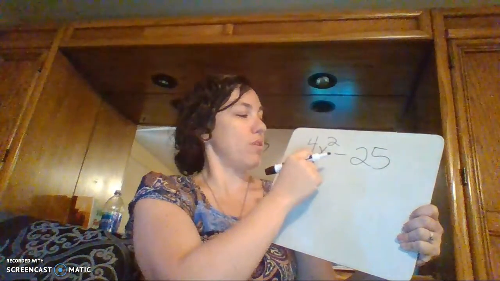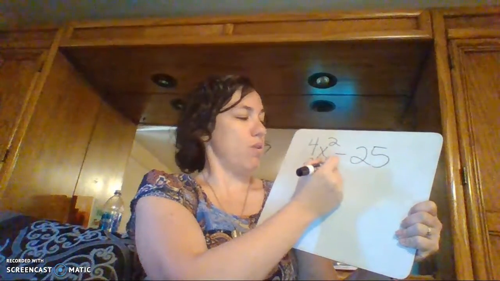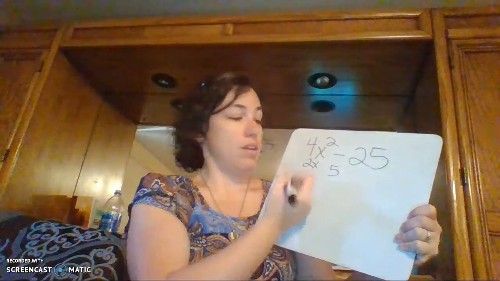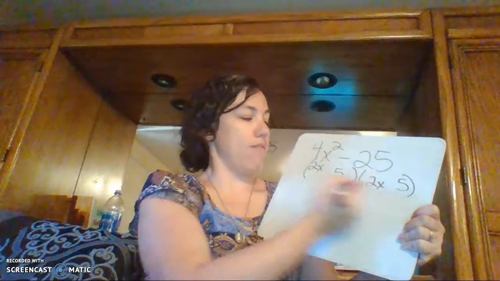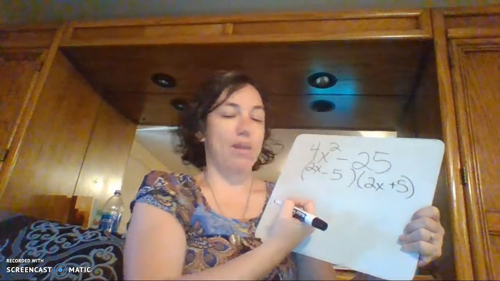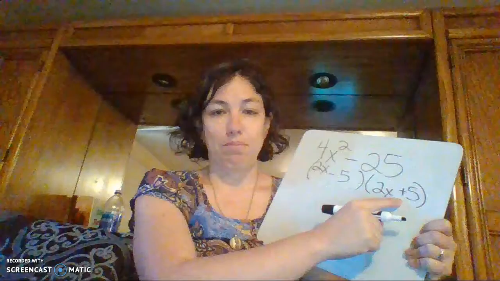Okay, what's the square root of this? The square root of this would be 2x. The square root of this would be 5. And what I'm doing is I'm putting them both in parentheses, 2x and 5. I'm subtracting one and I'm adding one. And I don't care if you write adding here and subtracting here, that doesn't matter.